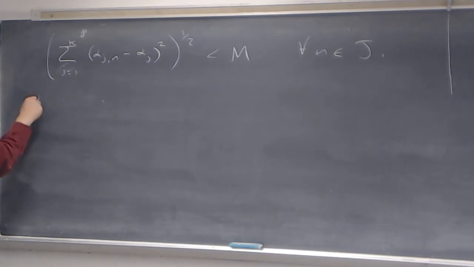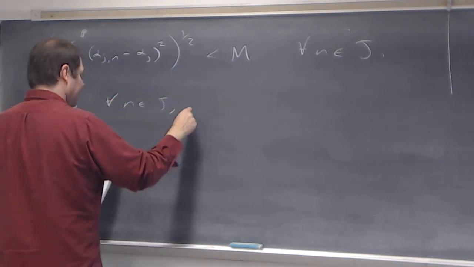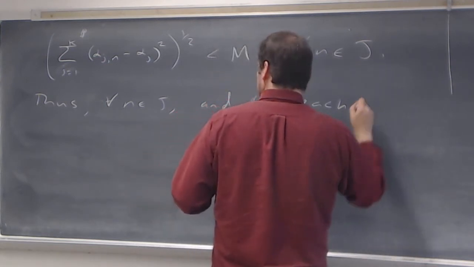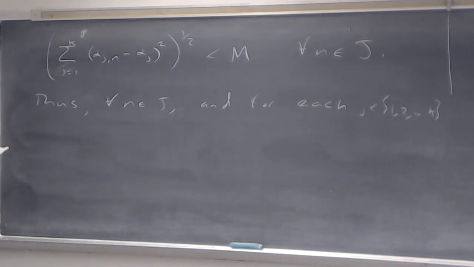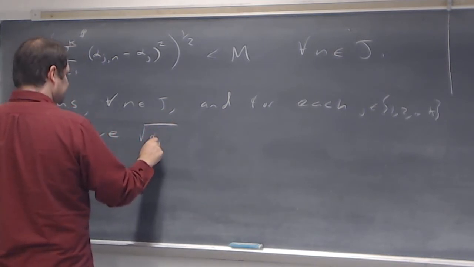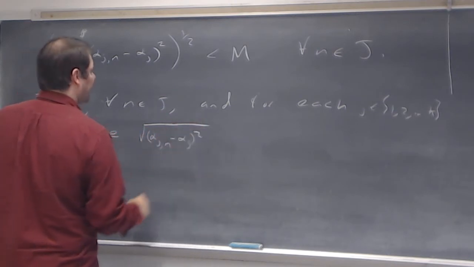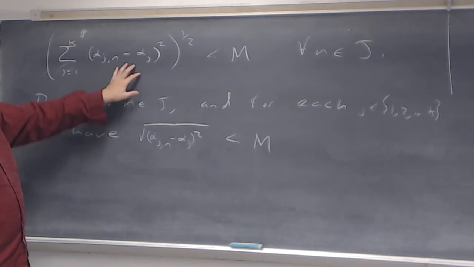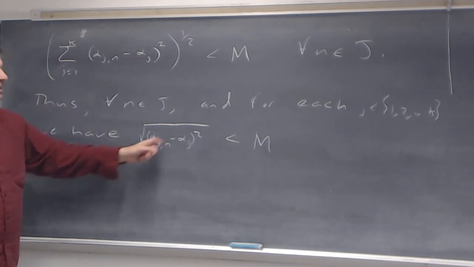Thus, for all n, and for each little j in the set 1 to k, we have that the square root of (alpha sub j,n minus alpha sub j) squared is less than M. This sum consists of k terms, and if you just look at one of the terms, it's going to be less than the sum of all of those terms. So that's why we get this result.